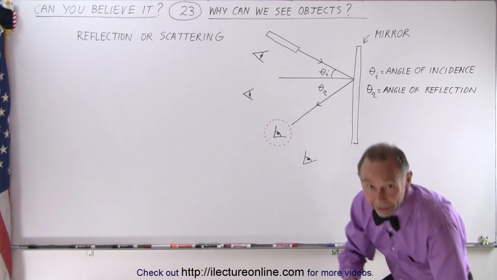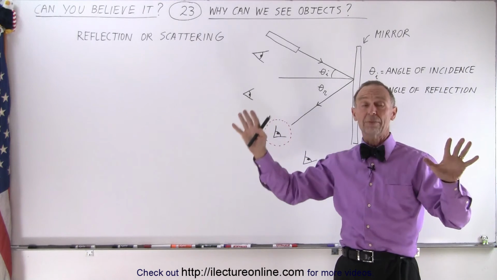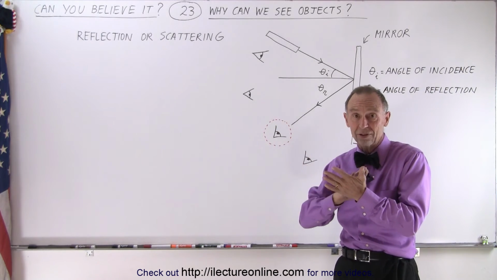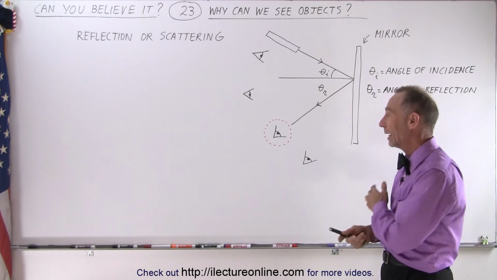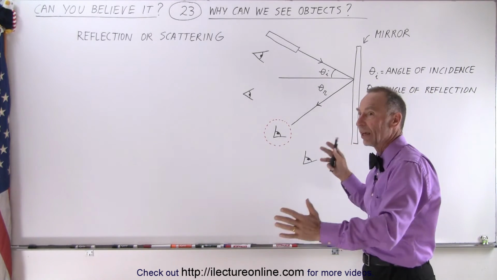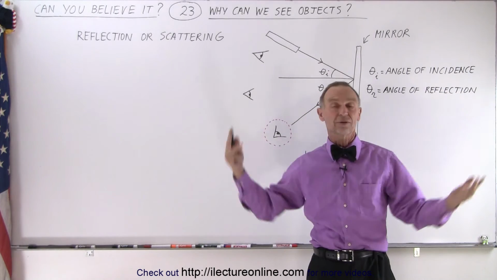And so the reason why we can see objects is because the surface of objects are typically not as smooth and as clear and as polished as a mirror. So when the light hits it, just like on this whiteboard, it just gets scattered in all directions. And that is why we can see all the objects around us.